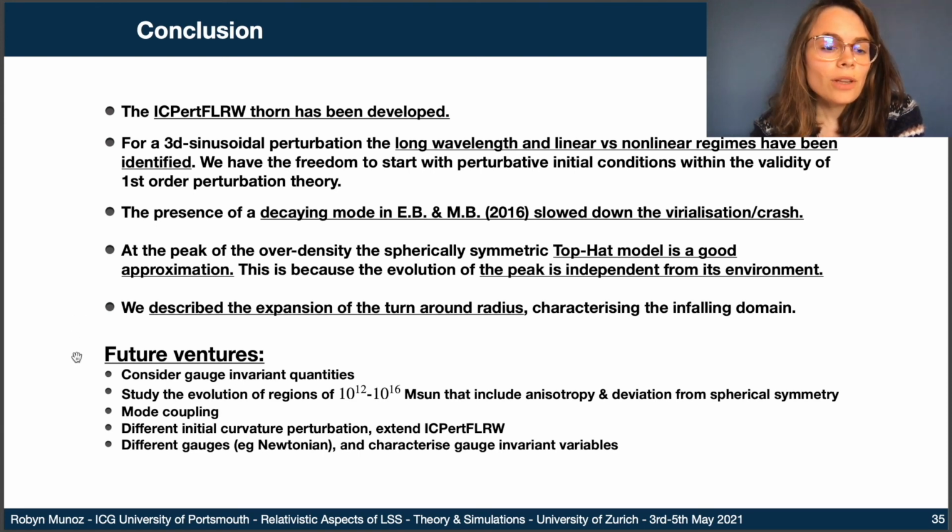And then we also described the expansion of the turnaround radius, depending on the direction and structure that we're working in. Following from this, there are lots of future ventures to be considered.